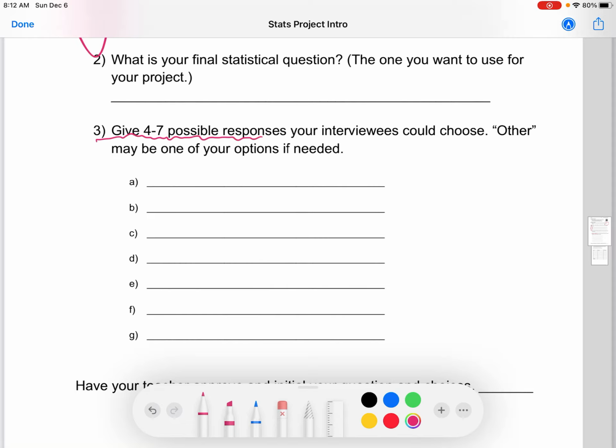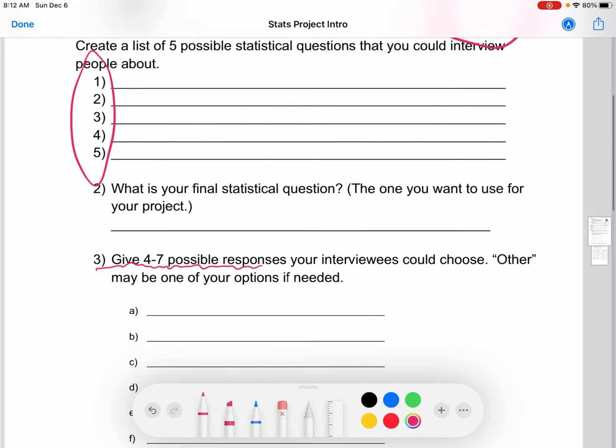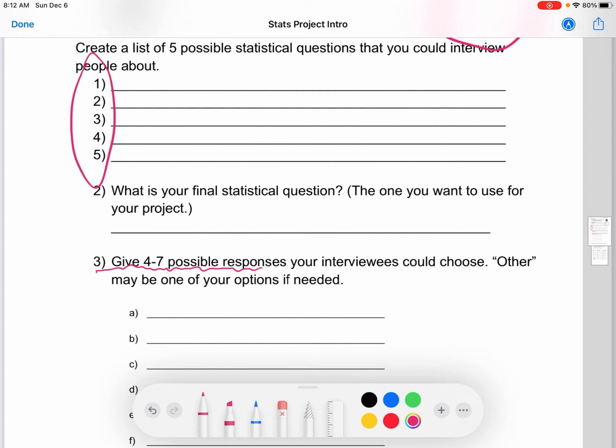So if your statistical question has to do with, do you like chocolate milk or white milk, it's not a very fun opportunity there, right? I know that they offer strawberry milk and maybe banana milk, and maybe if you start to find enough of those, that would work. But quite honestly, most people have just had white and chocolate milk, right? And what we want to do is make our data interesting, and for us to have some fun with our graphs and charts that we'll create later. And so we want to make sure that you have 4 to 7 possible responses for each question. So as you create your 5 questions, keep that in mind.